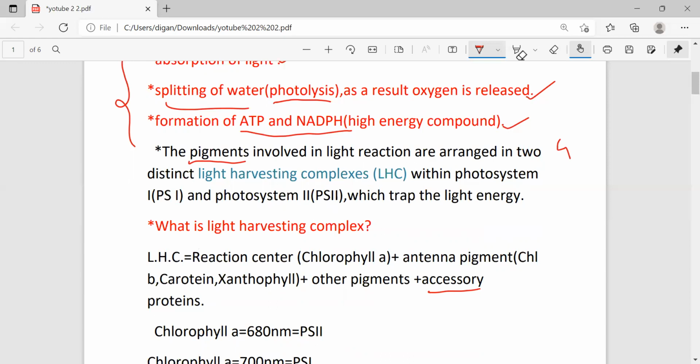And these pigments are arranged in a particular arrangement into distinct light harvesting complexes, and they are named with two names. One is photosystem 1 and another is photosystem 2. So what is light harvesting complex? First let us come to know that.